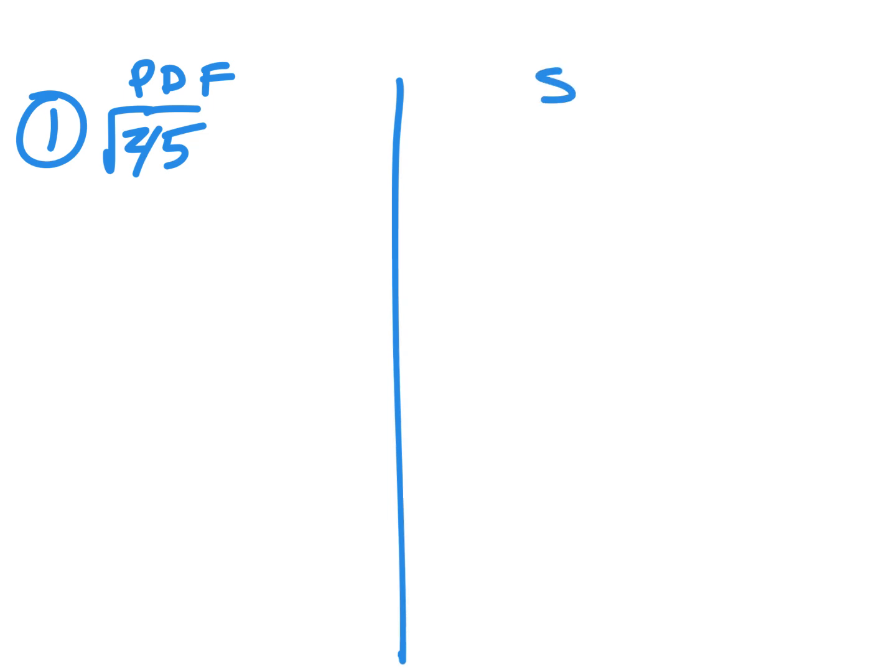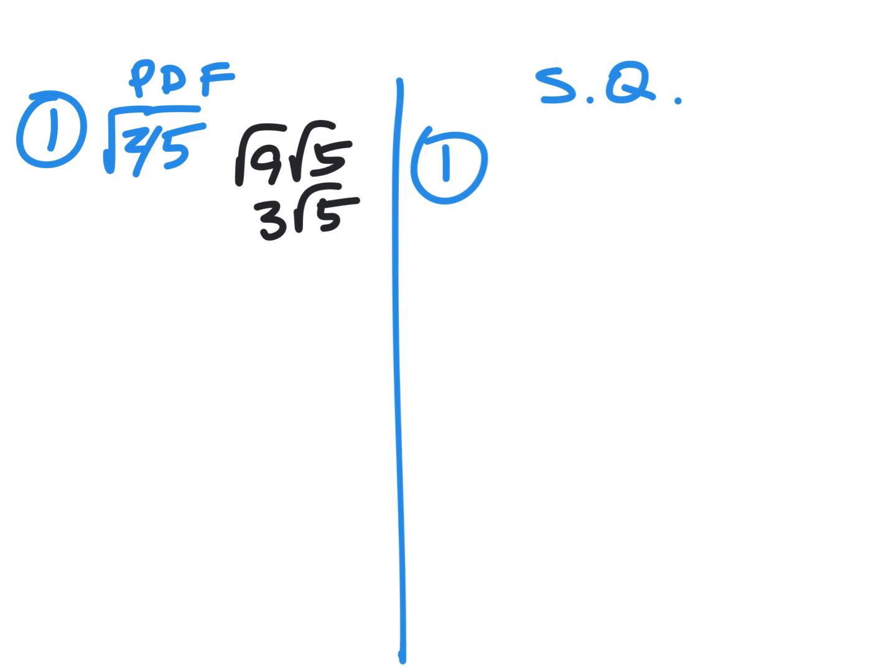So on your split screen, number 1 on the PDF says square root of 45. And on the Schoology quiz side, you just have to answer the question over there. Well, over here on the PDF, I'd say root 9 and root 5, which is 3 root 5. And so that's what you type in here. But how do you type it on Schoology?